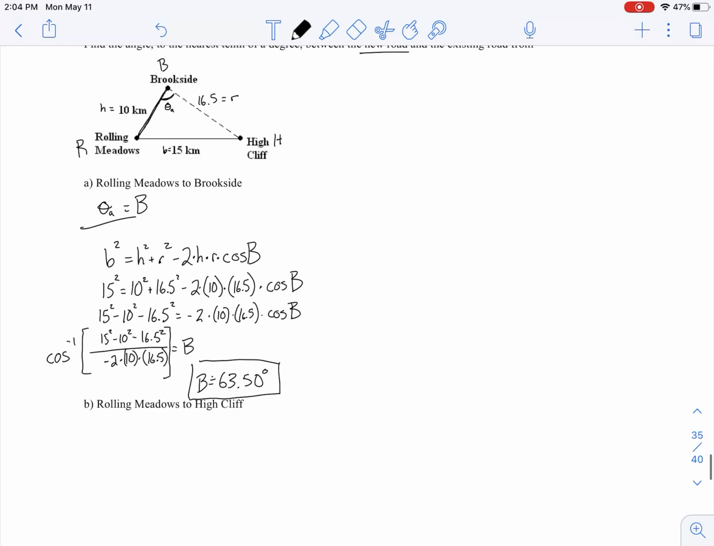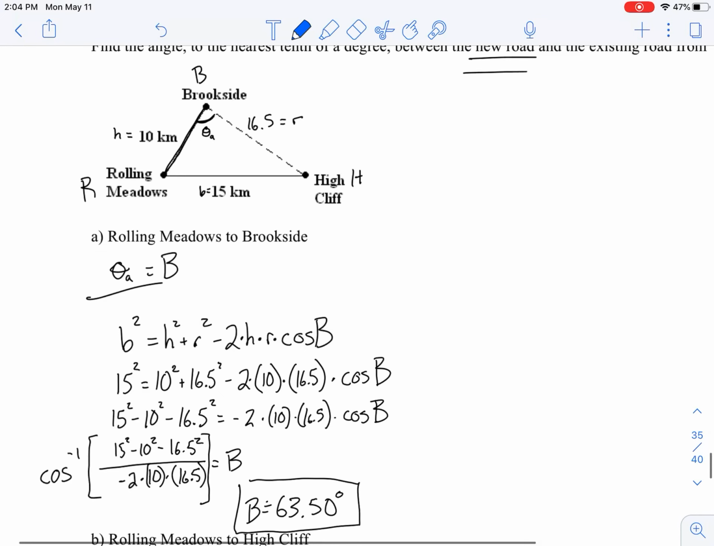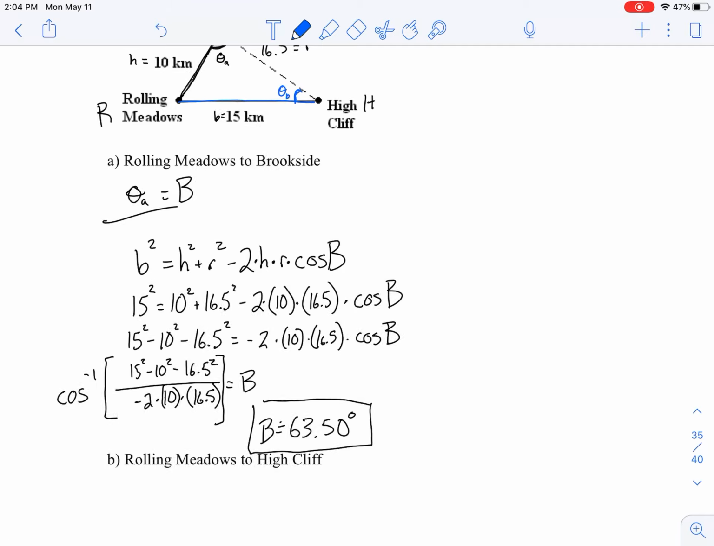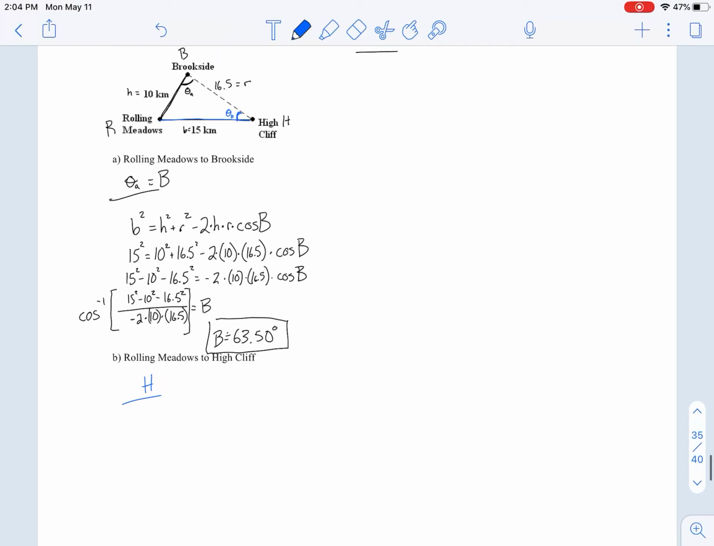Then, next one, part B says, what is the angle between the new road and the existing road from Rolling Meadows to Highcliffe? So now they're saying, okay, what's the angle between the Rolling Meadows to Highcliffe and the new road? So that'll be that angle right there. So what they're really asking there is, what is that angle, theta B or capital H in our case? They're asking you to solve for capital H in this diagram. Now, since we have just solved for angle B, we have a complete ratio. We know angle B and side length B.